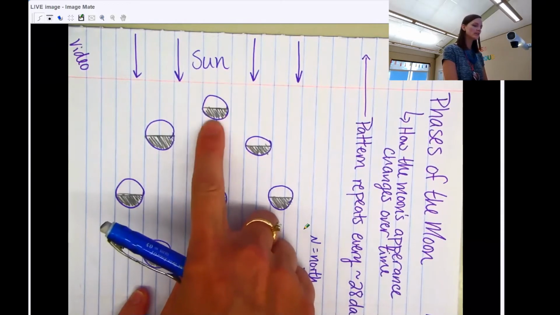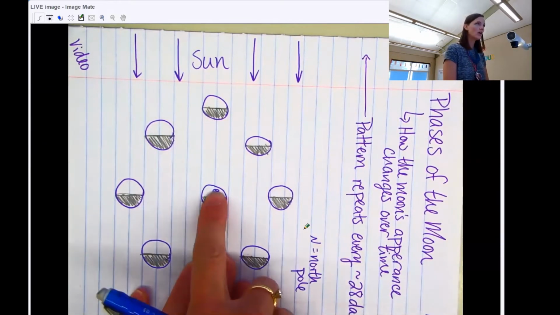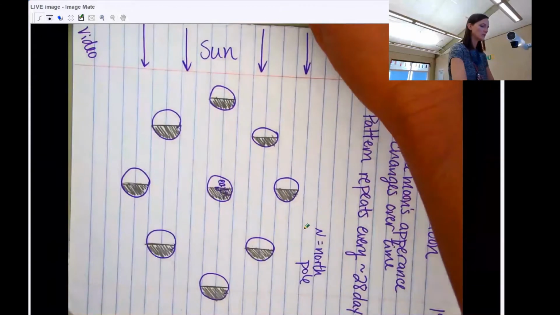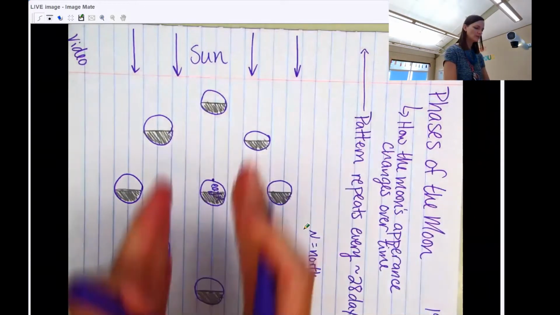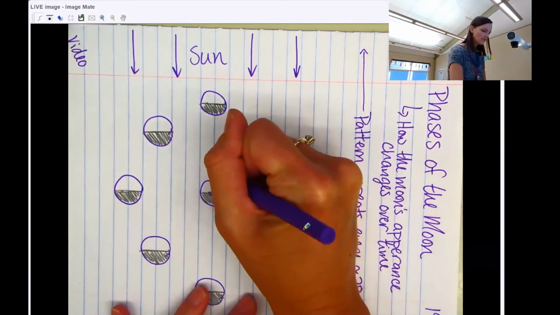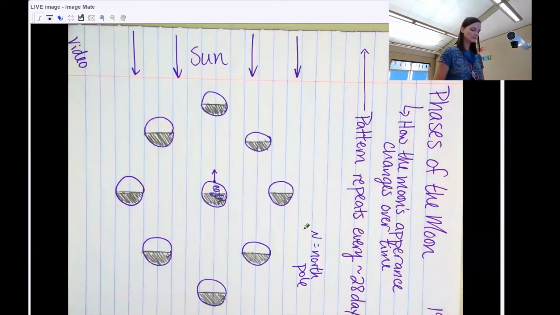So we want to start with this moon right here. And we're going to be on the surface of the Earth looking at this moon. So I'm going to draw a little dot to show me this is where I'm standing. I am looking this way. So my view is this way at the moon.